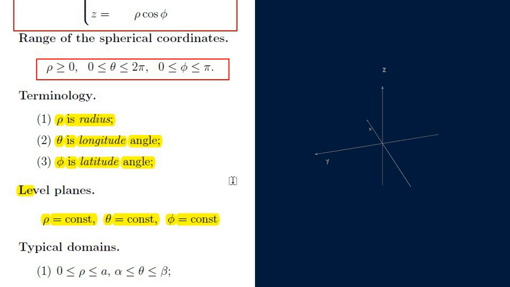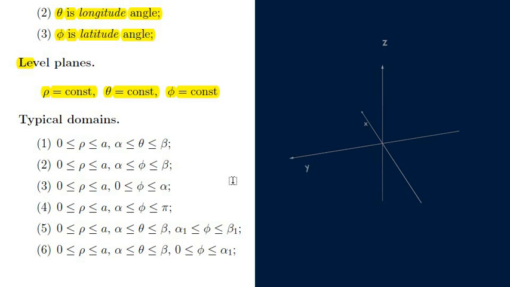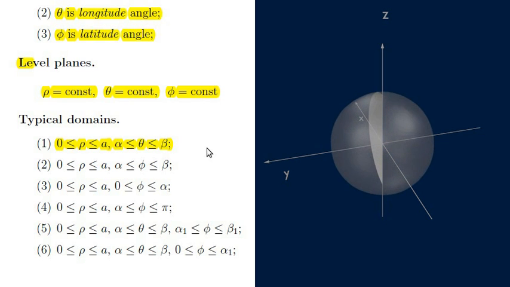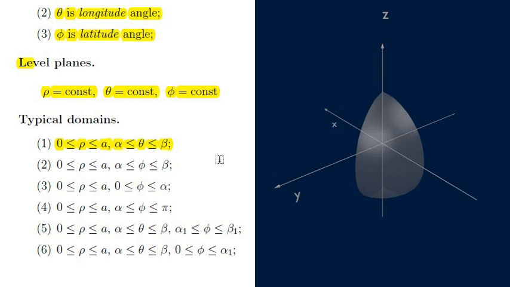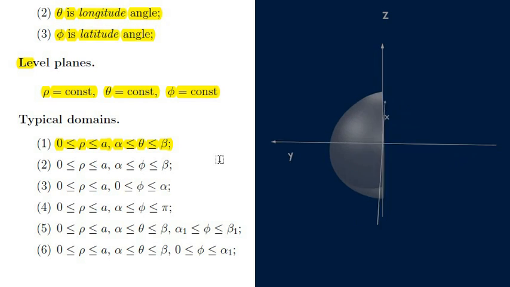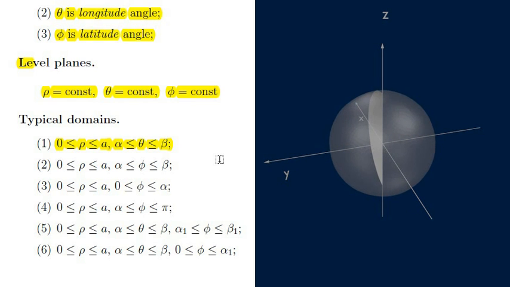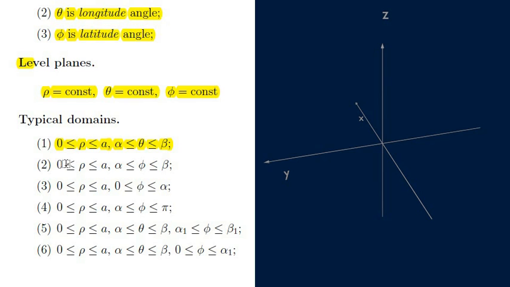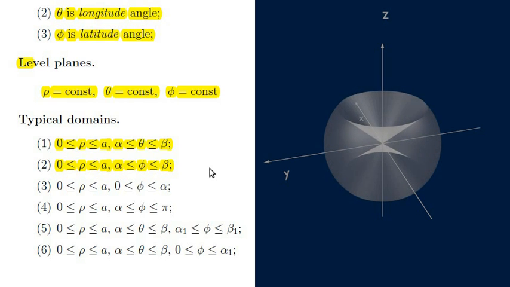Okay, in the last part of this video I'll show you some typical domains, typical volumes, which are given by simple inequalities on spherical parameters. The first one is this one. That's the orange slice of a ball of radius A. Next typical couple of inequalities is like this. Look at the video. This is a ball of radius A from which we removed 2 cones, one from the north pole and the other one from the south pole.